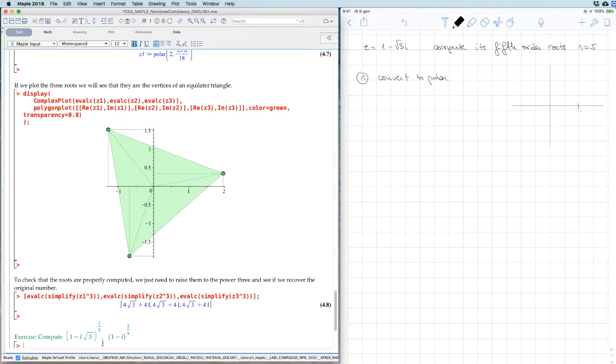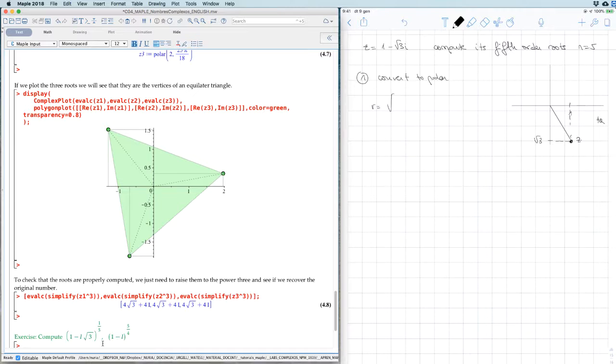Very important to always make plots. 1, square root of 3. I can make it a little bit better because this is not the same distance. So I have this number z, okay? Now I know that I'm in the fourth quadrant.